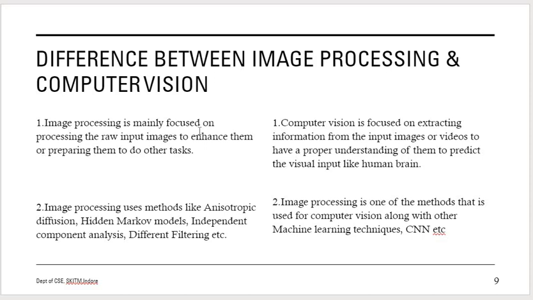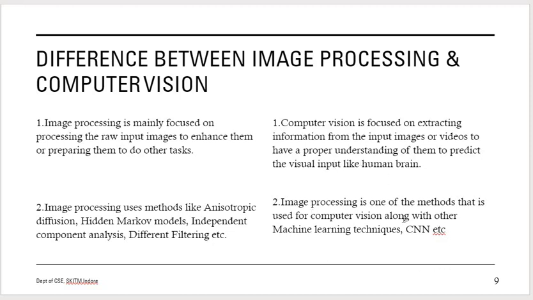So image processing is going to focus on processing the raw input image to enhance or prepare them for other tasks, whereas computer vision is focused on extracting the information from the input image or the videos to have a proper understanding of them, to predict the visual input just like the human brain. In fact, for image processing, certain approaches and methods like the hidden Markov model, independent component analysis, and different filtering techniques are used.